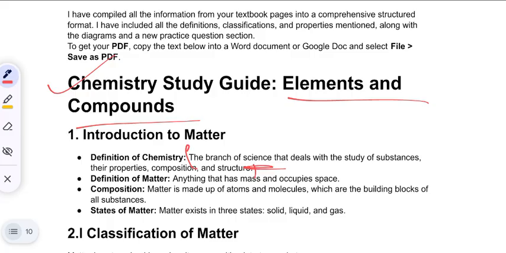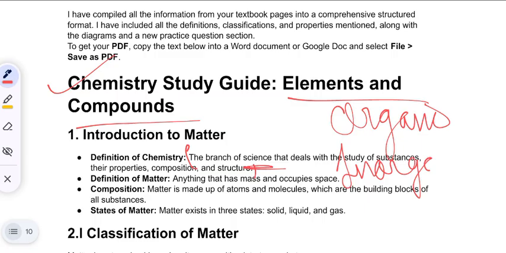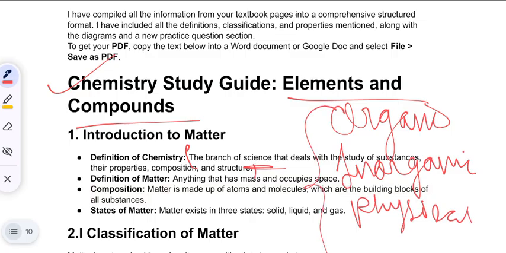Means its properties, ability to react and interact with other substances, composition, what it is made up of, and the structure, which you will not study right now. When you opt for organic chemistry, chemistries are of different types, like organic chemistry, inorganic, physical, and many more. So when you opt for organic chemistry, you study the structure of a substance.